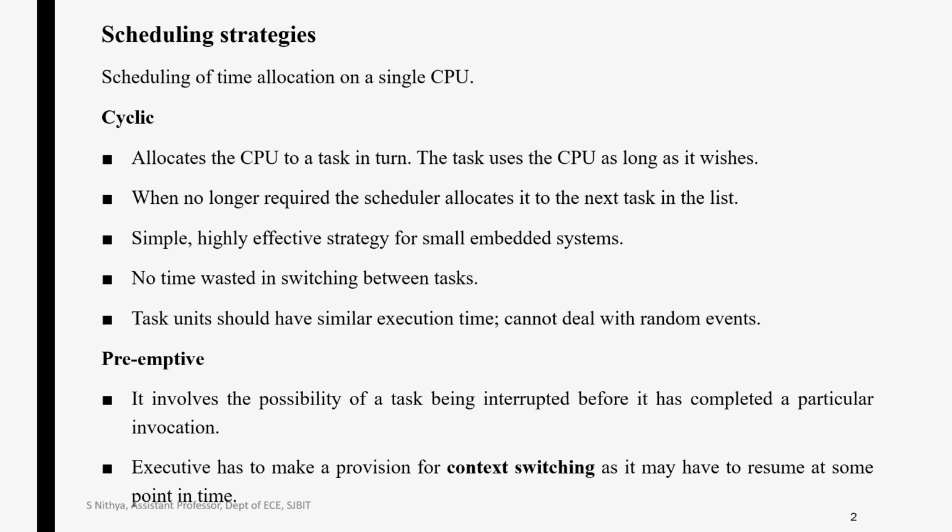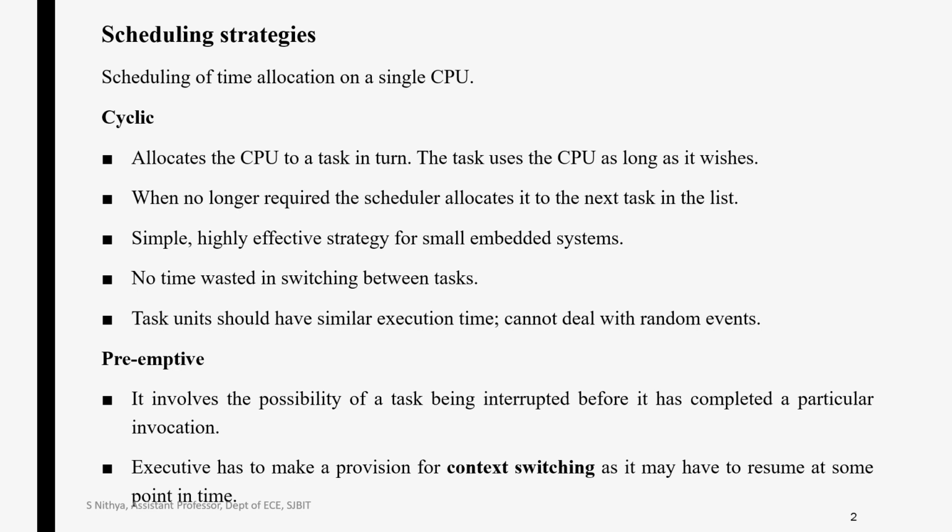In that, there are two strategies. One is cyclic scheduling and the other is preemptive scheduling. First of all, cyclic means it keeps on rotating. That means the CPU will be allocated to the tasks in turn.